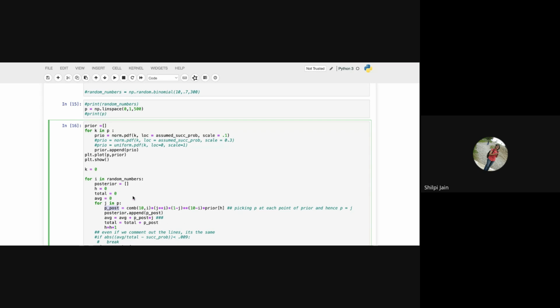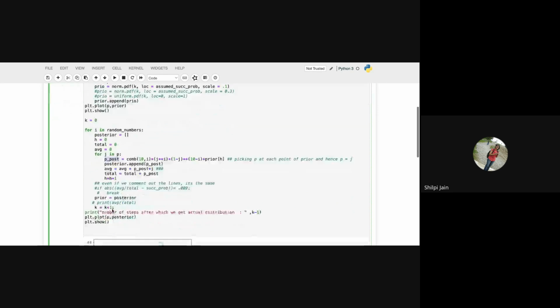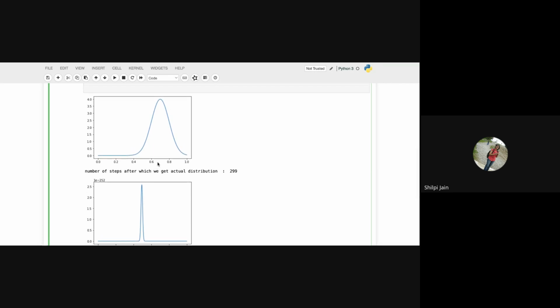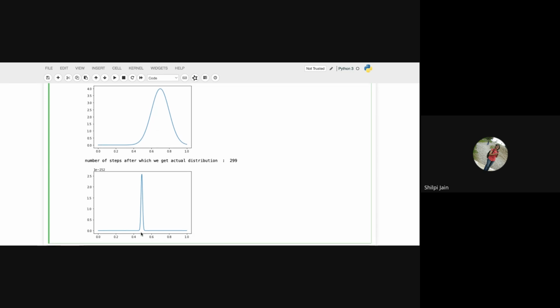And as you keep on doing this, at the end, if you look at your posterior, you will see that it very nicely approaches 0.5, because I started with an unbiased coin. Although my belief earlier was that it is a biased coin, peaking at 0.7 as the probability of getting a success, after repeating many such experiments, it very nicely shows that it is an unbiased coin.